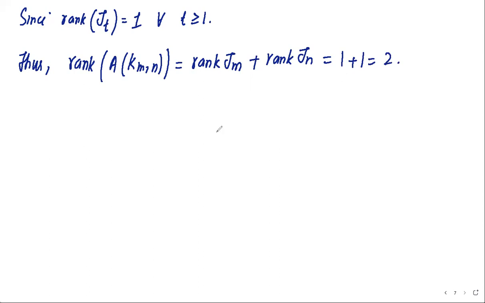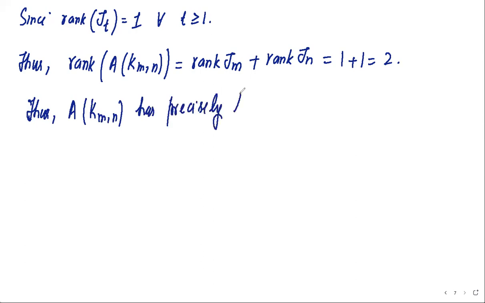So once we have rank of this matrix equal to 2, thus the adjacency matrix of Kmn has precisely 2 non-zero eigenvalues. Okay.